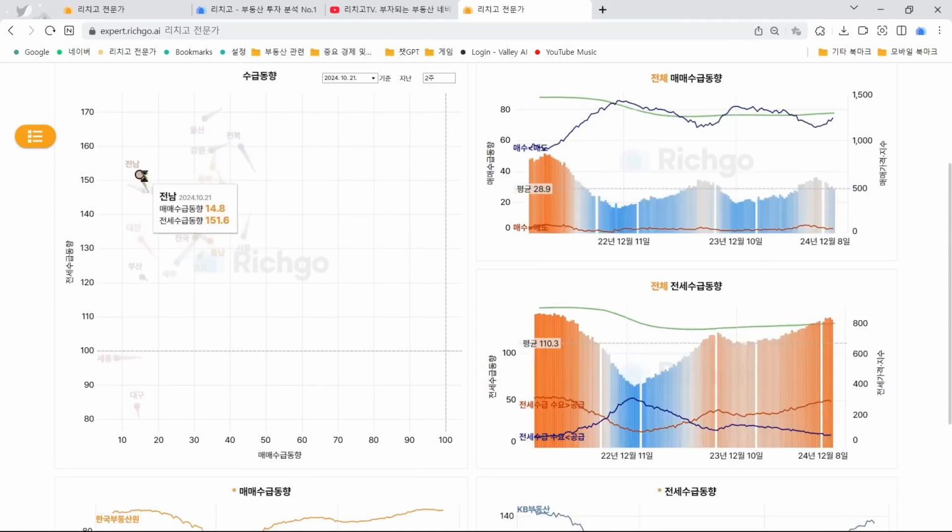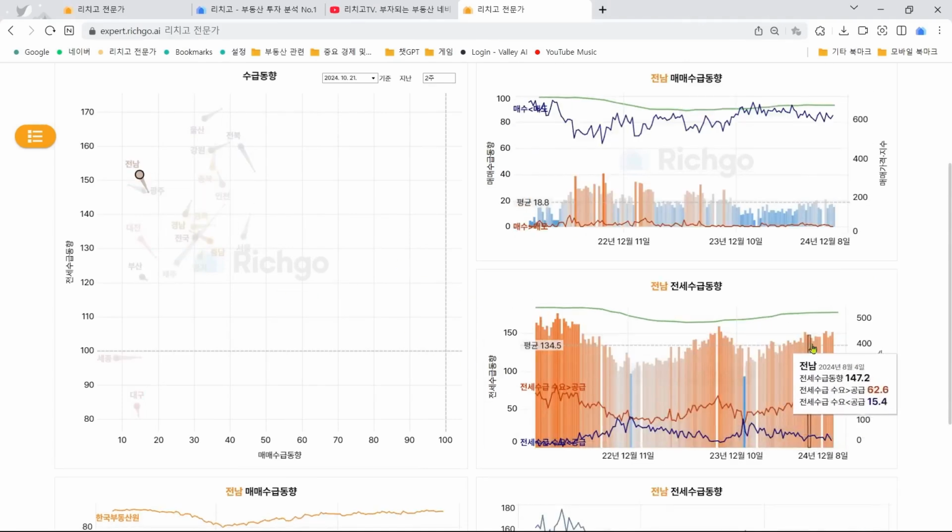The rental demand in Jeonnam is gradually increasing, and while the buying and selling market has not changed yet, if the rental market continues to build energy like this, I believe it will eventually invigorate the buying and selling market. There are also some areas in Jeonnam that I see as quite promising. Please take note of that.